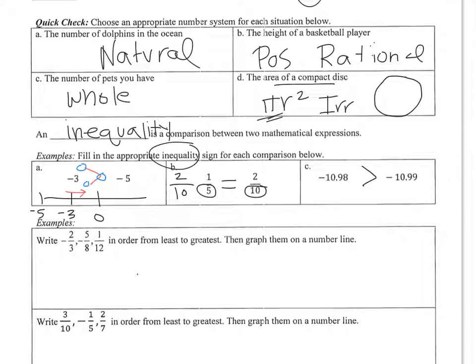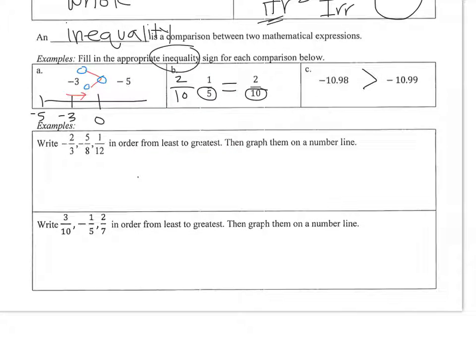And then the last one's order from least to greatest and graph on a number line. So what I'm going to do is turn these all into the same denominators. What I did is I changed each of the denominators to be 24, so that way I can compare them. For this one, I had to multiply by 8, the numerator and denominator. This one I multiplied by 3, and this one I multiplied by 2.